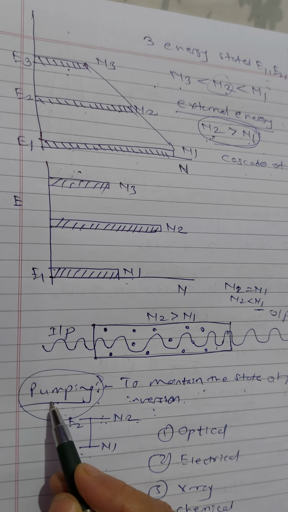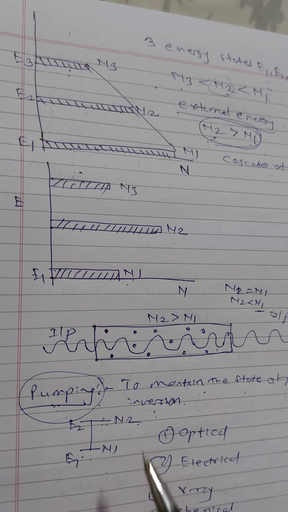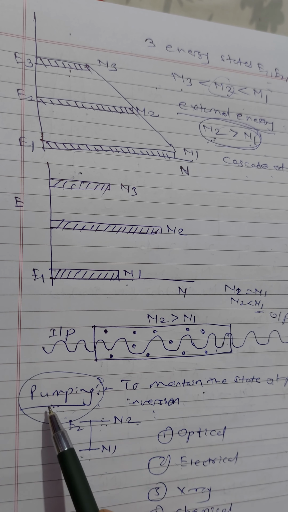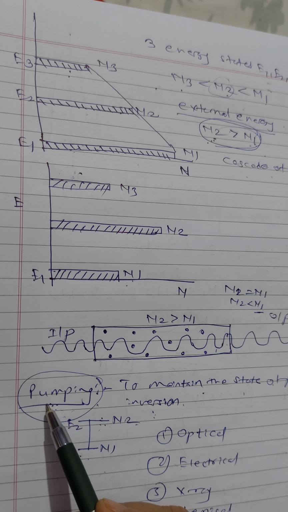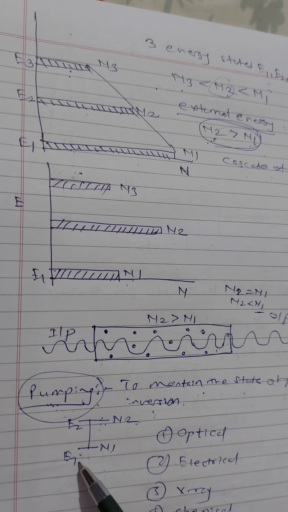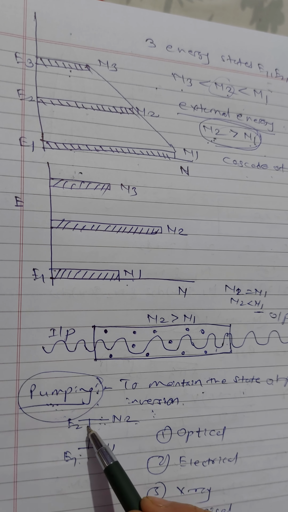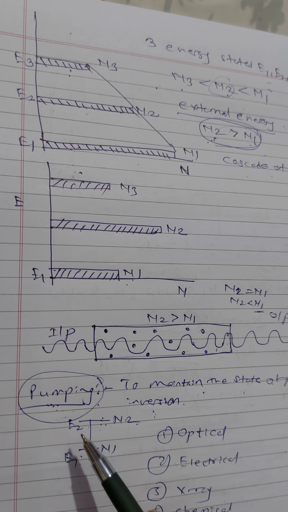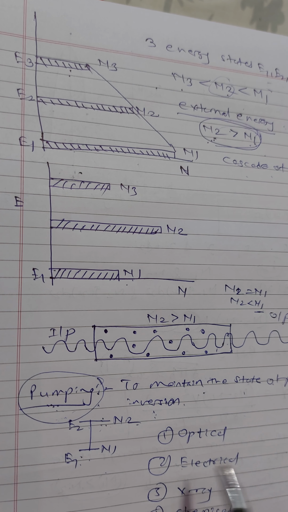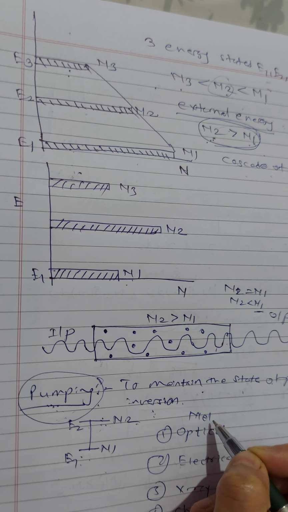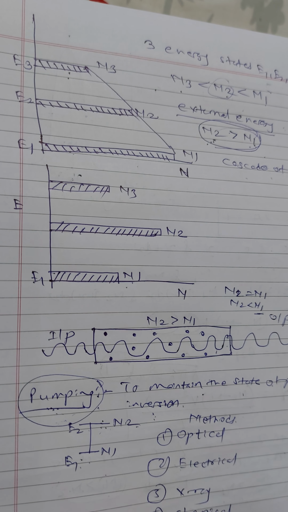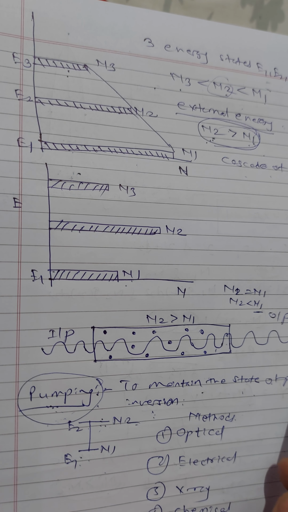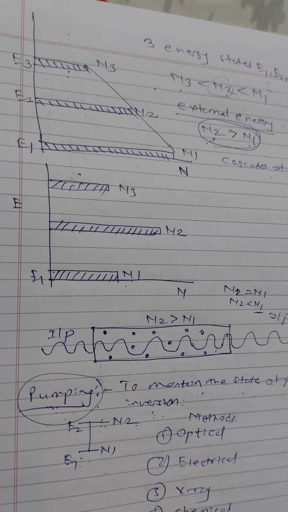But this is a must. That's why I thought I must at least mention it: how do you maintain the state of population inversion? By continuously pumping the atoms from the lower level to the upper level. And this process of raising atoms from the lower level to the upper level itself is called pumping, and these are the various methods by which we can achieve the pumping properly taking place or maintain the state of population inversion. Clear? So we'll stop over here.